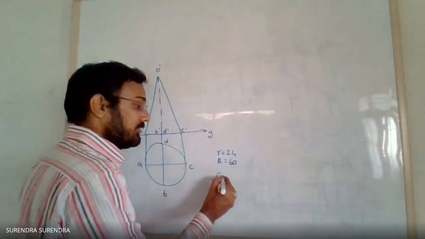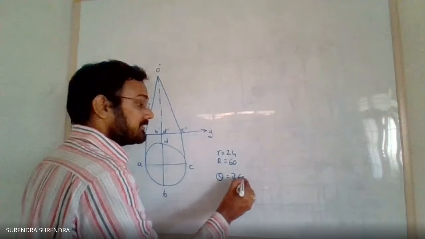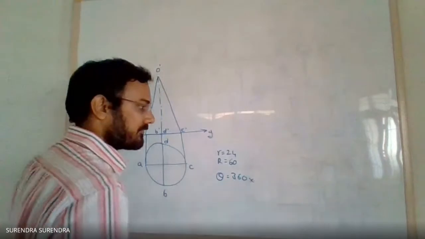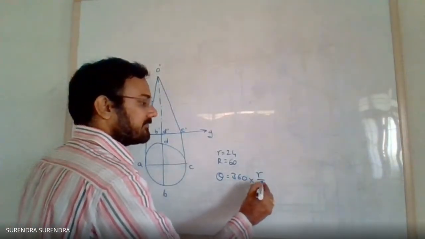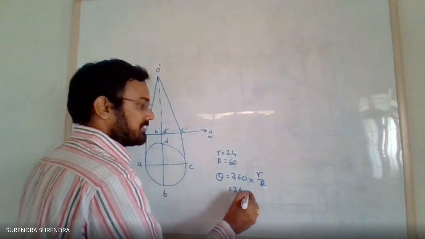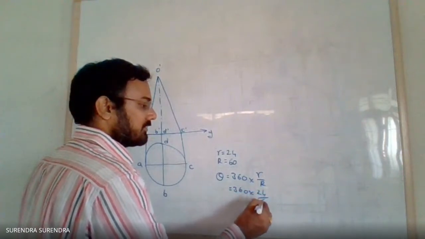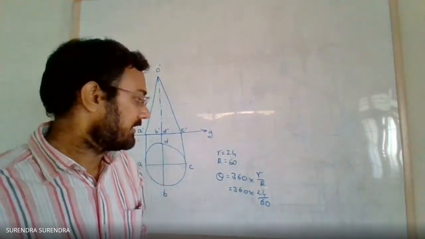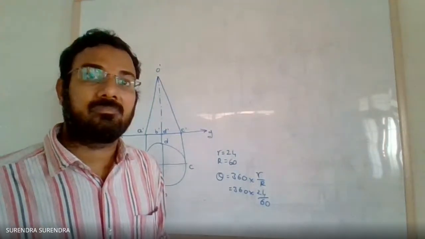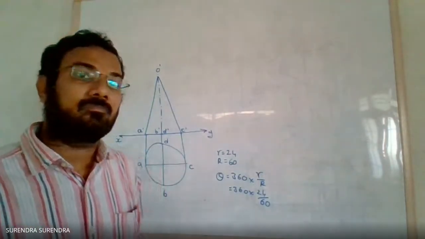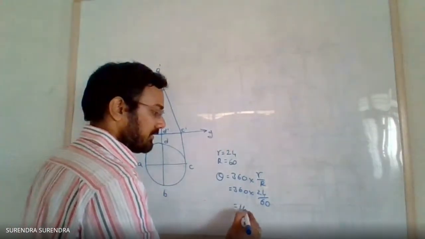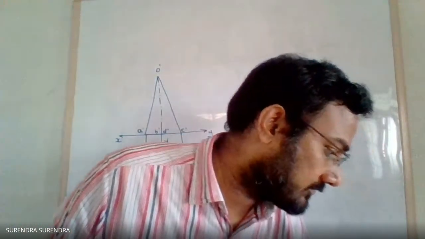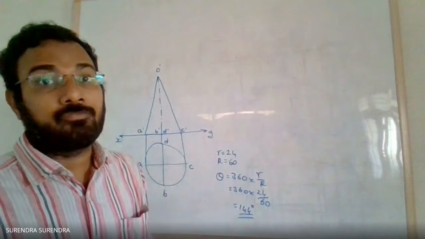Now calculate a value. Theta equal to 360 into small r by capital R. 360 into 24 by 60. What is this value? 24 into 6. Look at this value, 144 degrees.